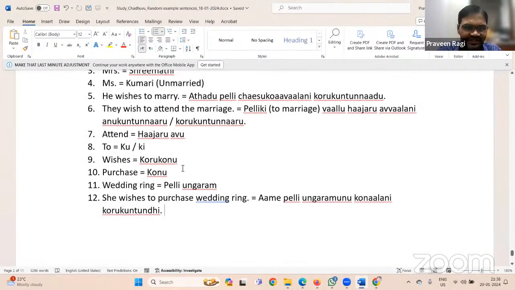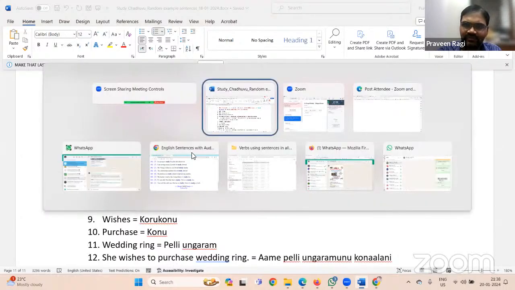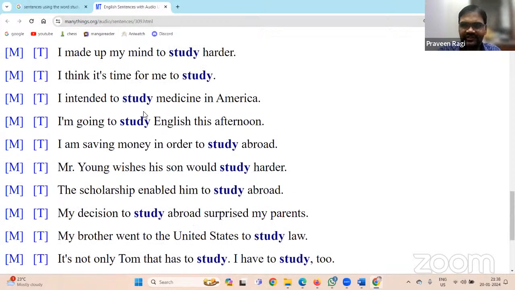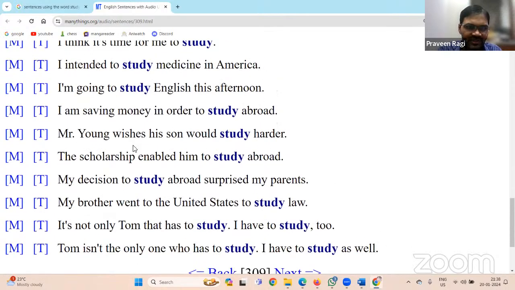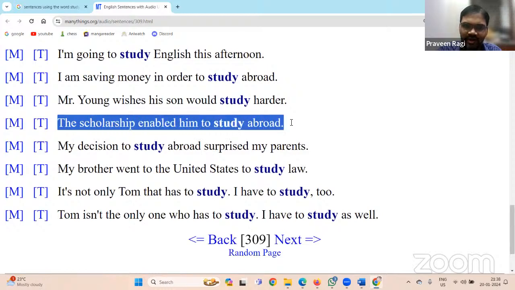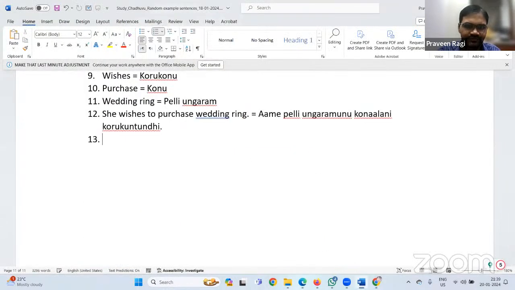So I'm referring to the sentences from this website. There is a nice website called manythings.org. Here I'm just taking some references, then I'm explaining the sentence formation techniques. So I reached up to this sentence. The next sentence is: the scholarship enabled him to study abroad. This is a little lengthy sentence for the beginner, but don't worry. I'll explain a small sentence, then I will expand the remaining part.